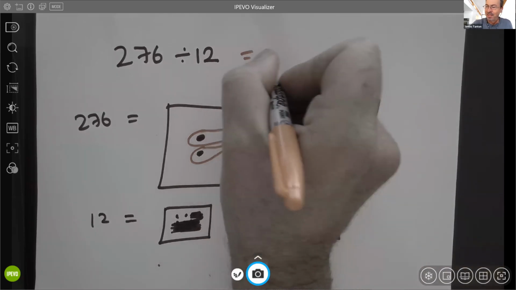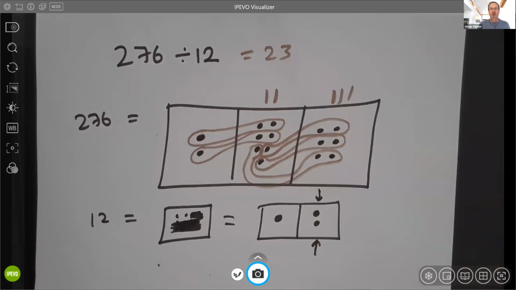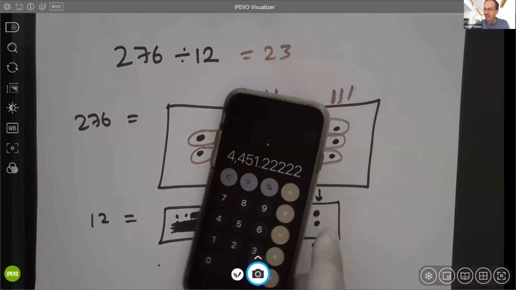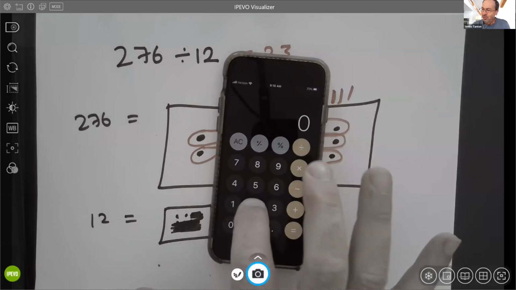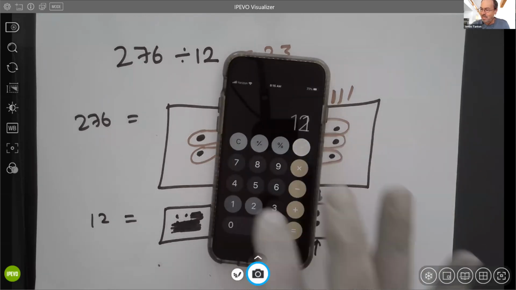The answer must be 2 at the tens level, 3 at the ones level. That's what got multiplied by 12 to give me 276. And just to double check, 276 divided by 12, please be 23.